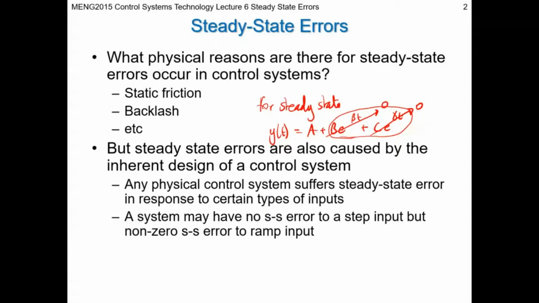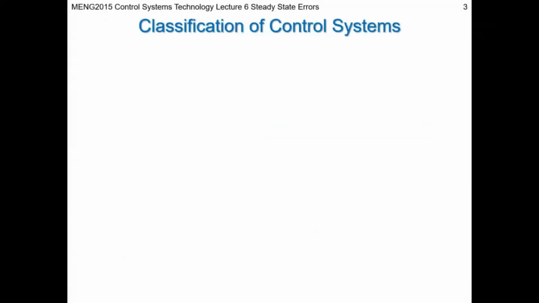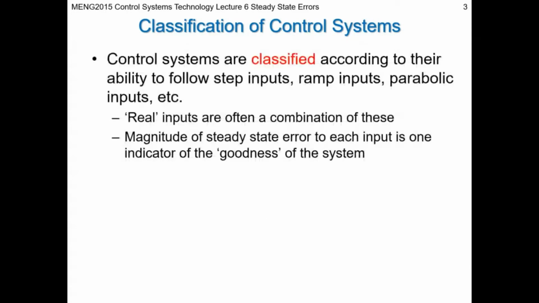So a system may have no steady state error to a step input, but if you apply a ramp input, it might cause the system to have a steady state error. So the nature of the response actually depends on the open loop transfer function. So let's first of all look at the classification of control systems. Control systems are classified according to their ability to follow different types of inputs: step inputs, ramp inputs, parabolic inputs. Now, in reality, we've got some very nice, neat inputs here.